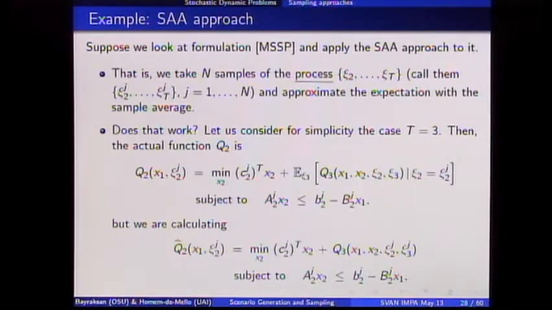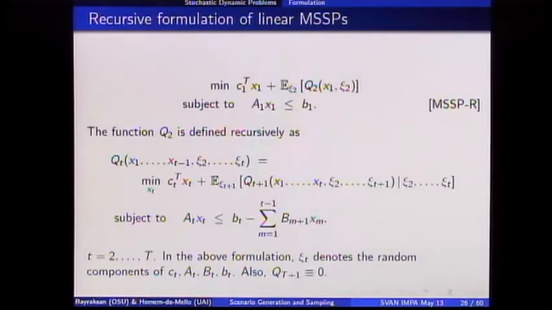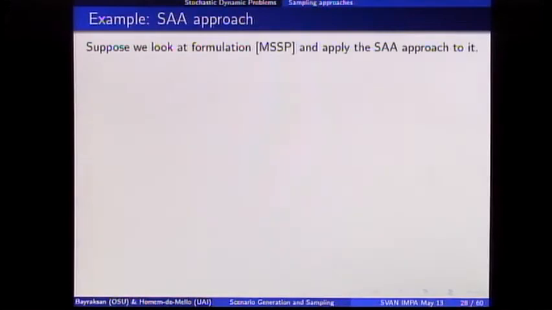But the definition of Q2, that's the minimum of Cx plus the expected future cost given the present. That's the definition of Q2. Remember, this is just the minimum of the cost in the current period plus the expected future cost. That's what the function is.